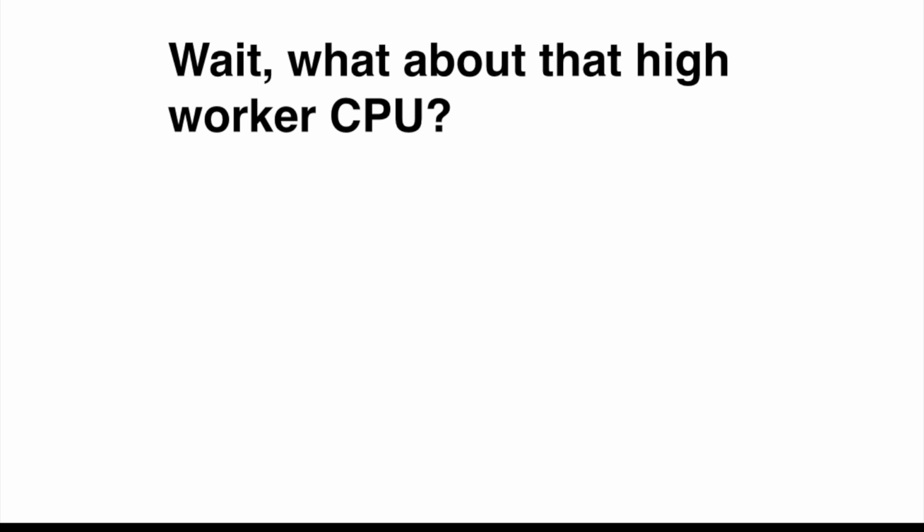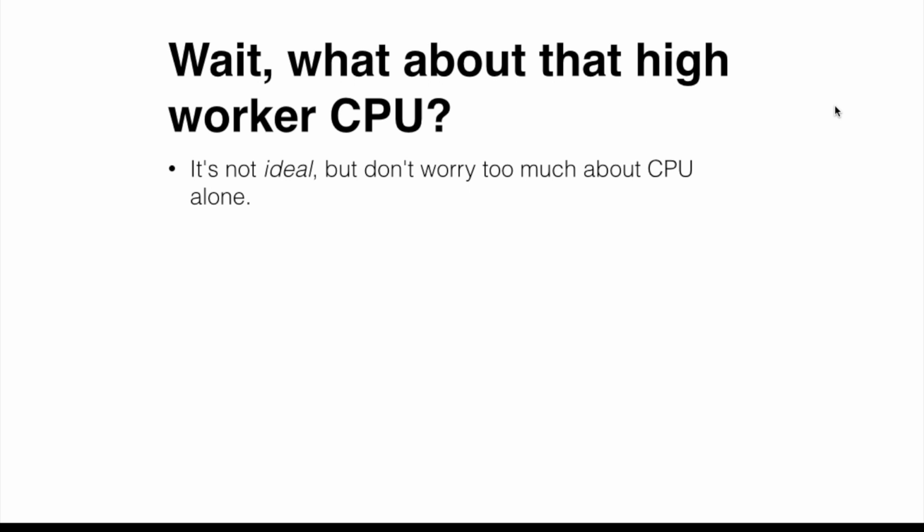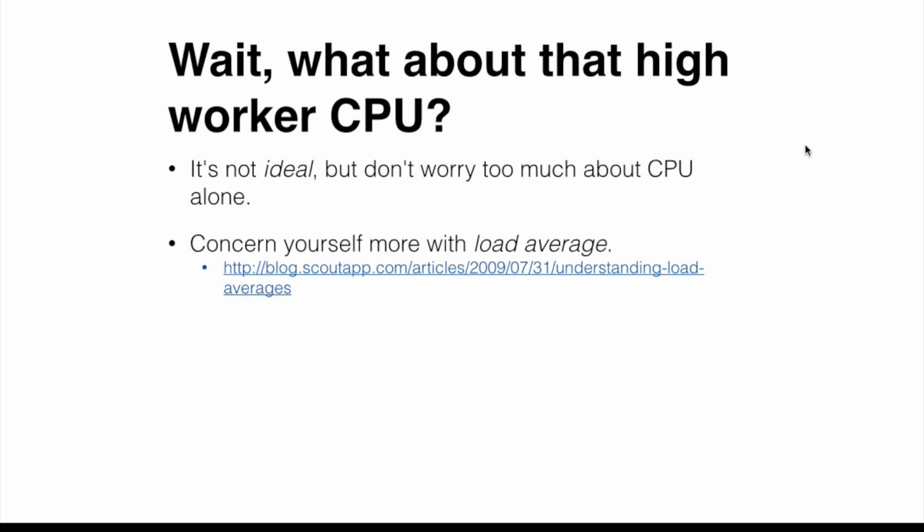So earlier we saw the high CPU on the worker, and I mentioned that I'd talk about that later. It's not ideal, but CPU only paints a part of the picture. The purpose of your CPU is to do work. So if it's doing work, that's normal. What you run into problems with is if you have a very high load average on your servers. This blog link that I put here is a really good explanation of what load average means and how it works. A good way to think about load average is think about a bridge with only one lane of traffic.